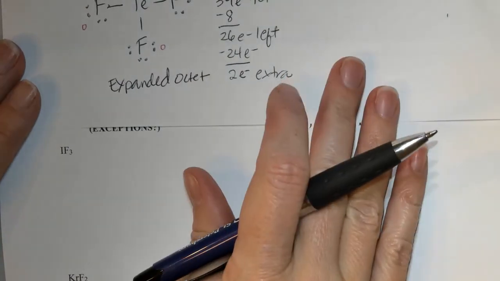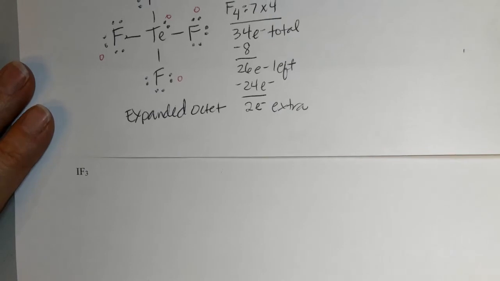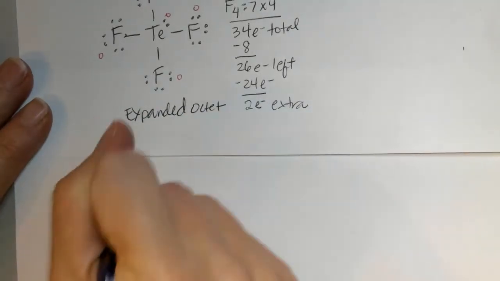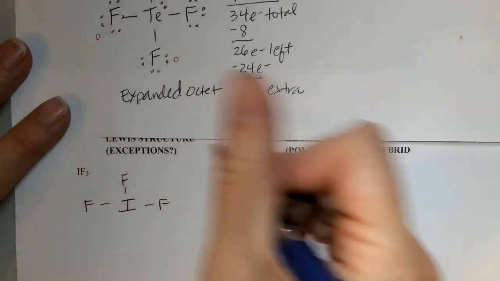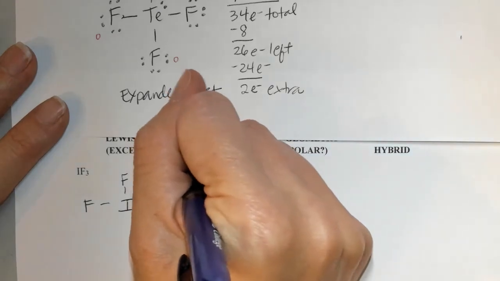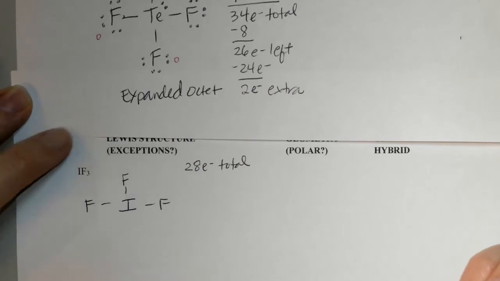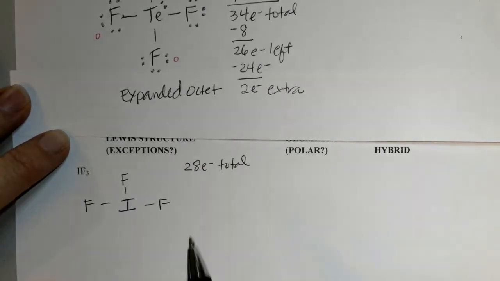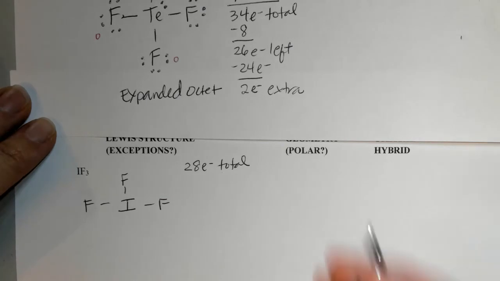All right, now a couple more here. We have IF3. So I in the center, fluorine on 3 sides. When I go and count my electrons, the iodine and the fluorine are all group 7. So we have 28 total electrons here. We've used 6 in those 3 bonds, so we have 22 left. And it looks like we would only need 6, 6, 6, and 2, which would be 20. So again, we're going to have an extra 2 electrons, right?